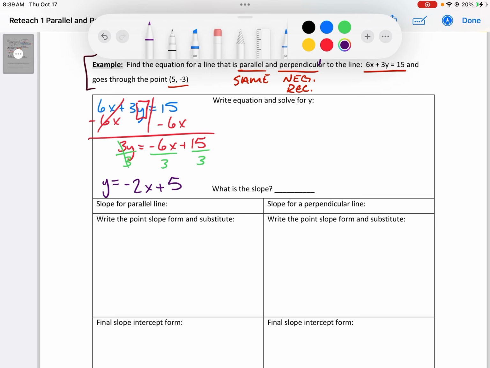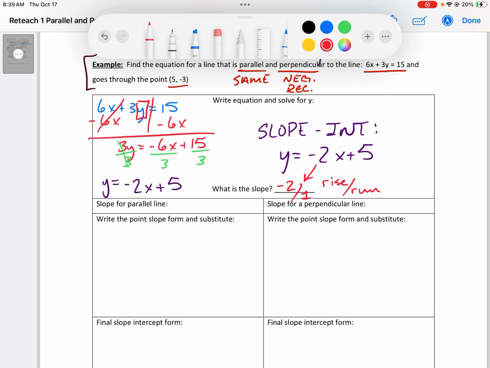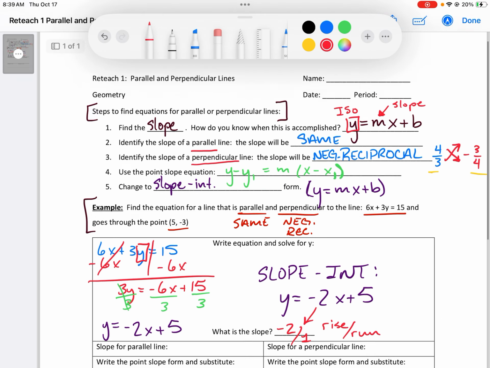So it says write the equation and solve for y. That's what we just did. So our slope-intercept form of the original equation is y equals negative 2x plus 5. And the slope is negative 2. Another way you could write it is negative 2 over 1 because it helps you with the rise over run if you're graphing this.